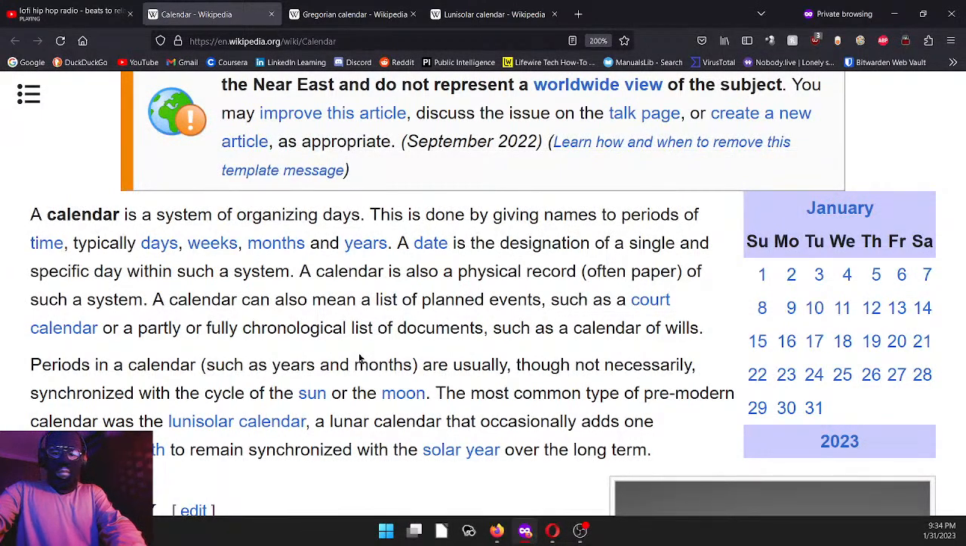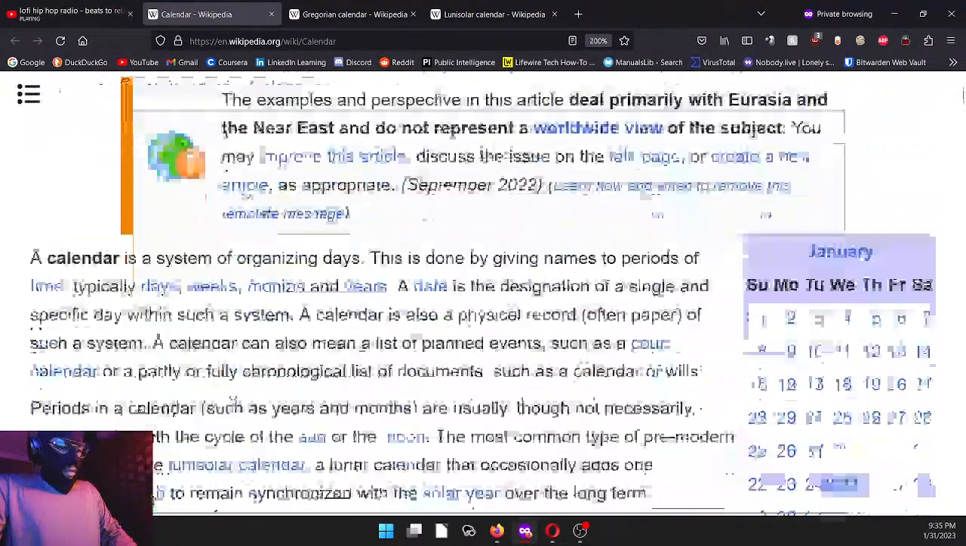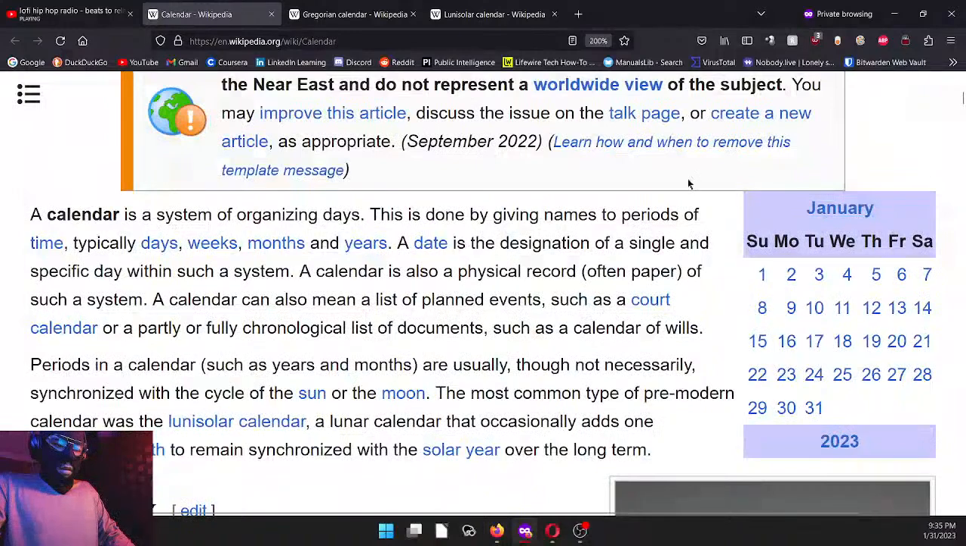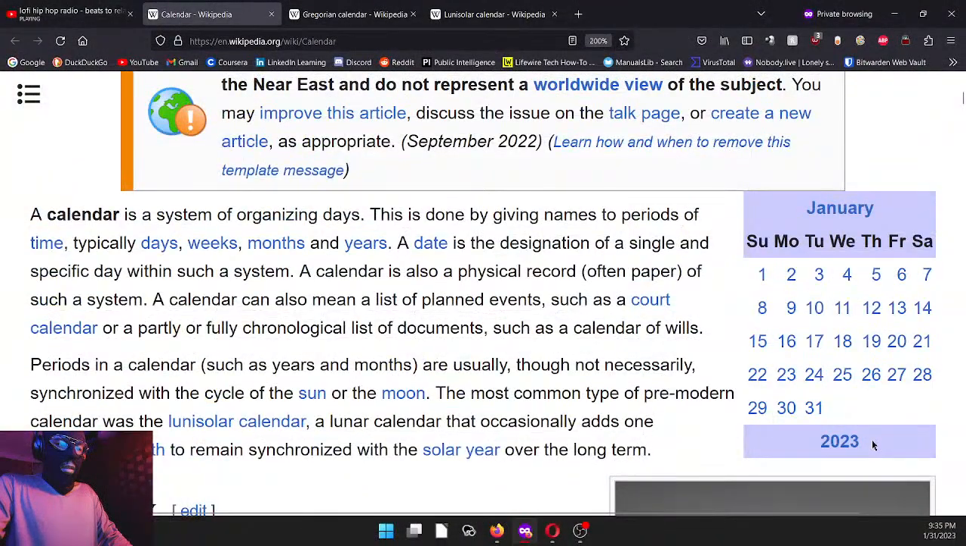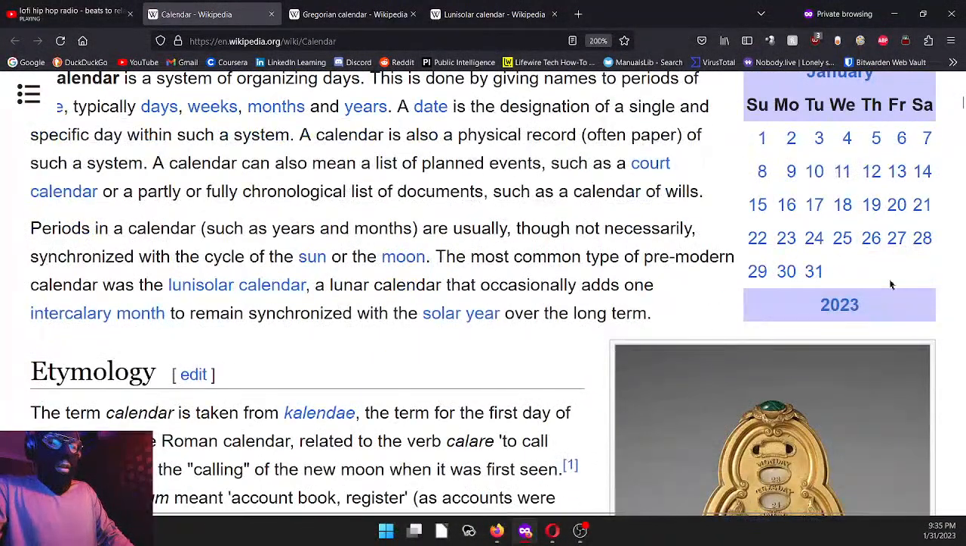Okay. So, yeah, you can sort of see the schedule here for January, the modern day calendar, January 2023, referring to the Gregorian calendar.